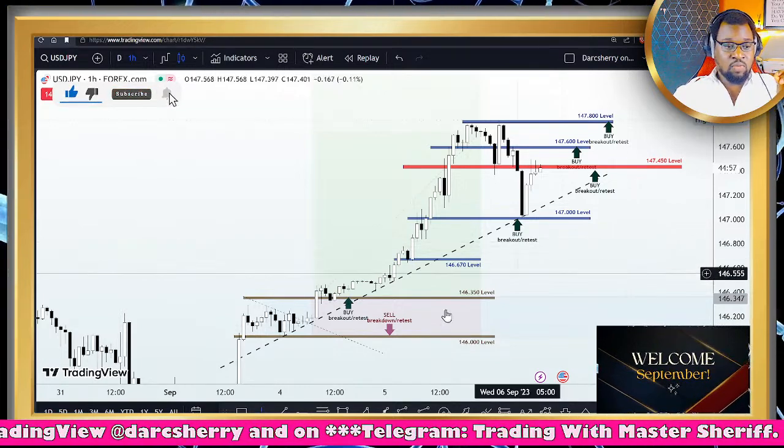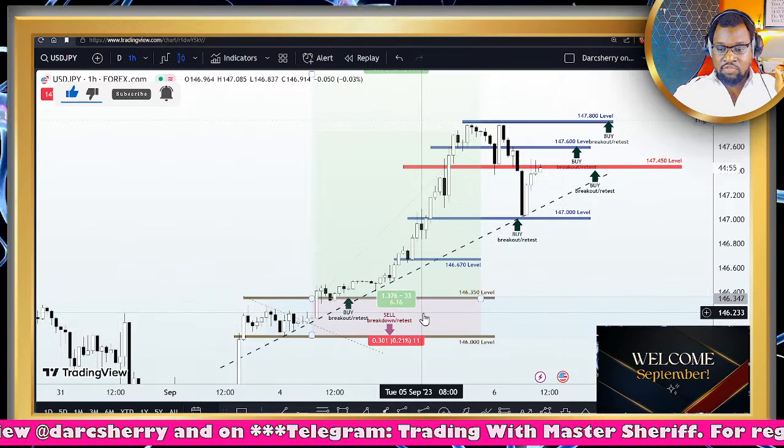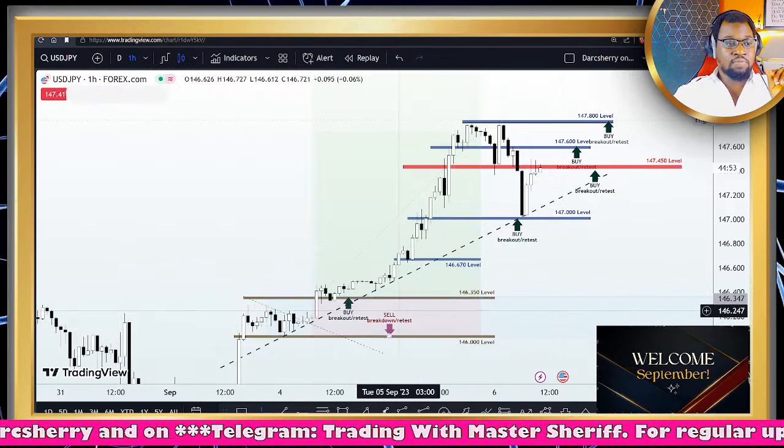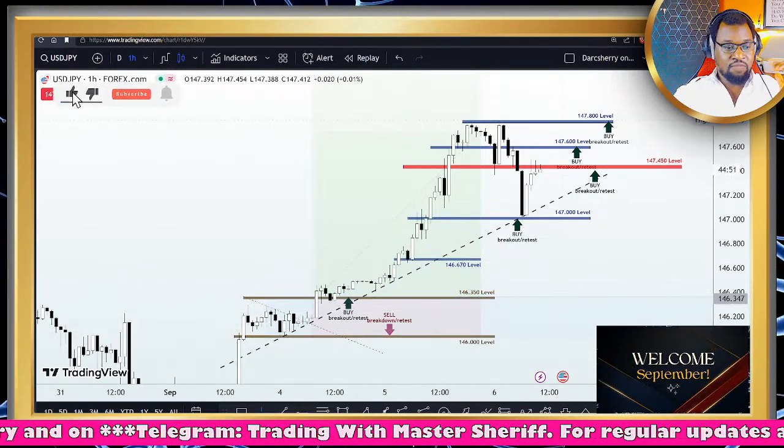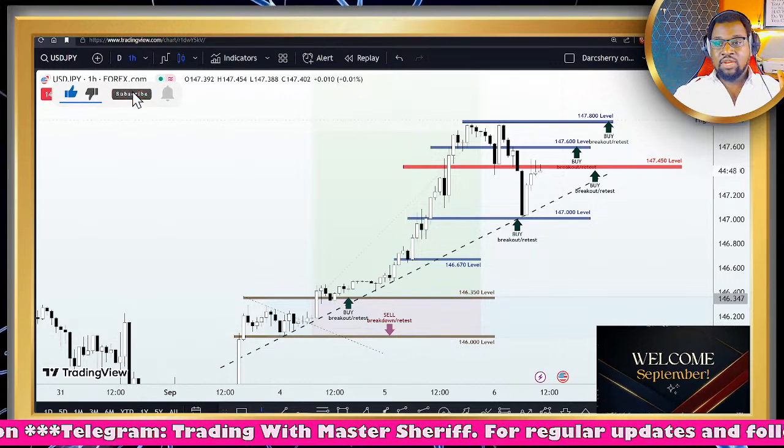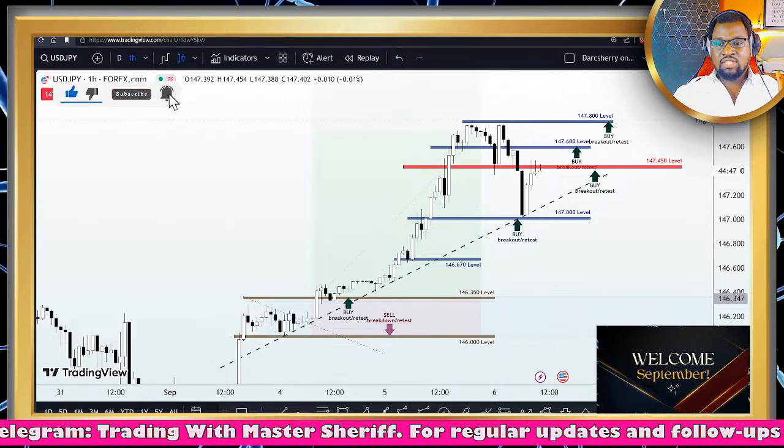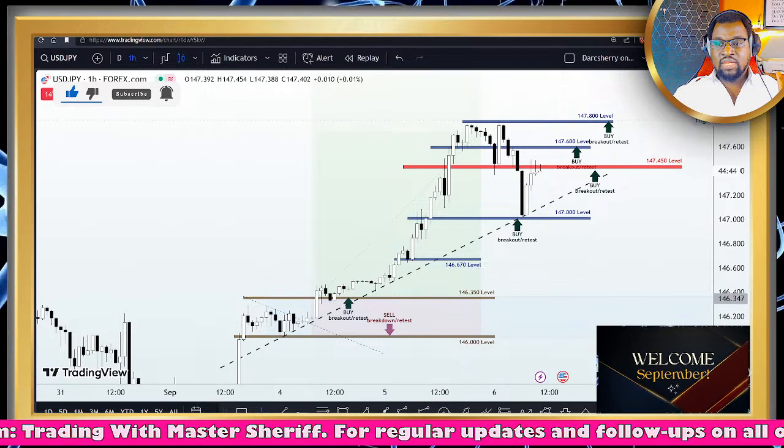So let's see how price will play out in the next couple of hours, and of course I will be giving you updates in the comment section of both my TradingView and Telegram platform. So it's on this note I would like to call it a day here.